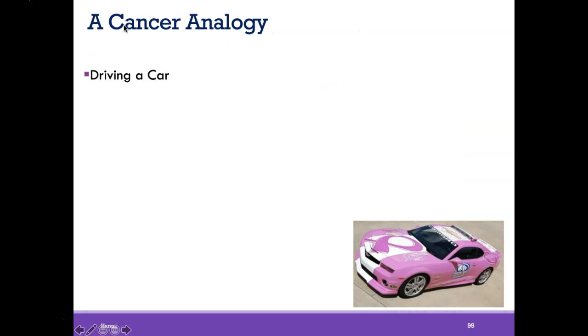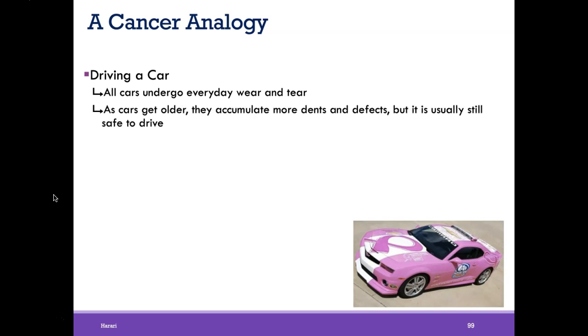So I'd like to give you an analogy to understand this a little better. So suppose, like when we drive a car, all cars undergo everyday wear and tear, right? We get dents, we bump into things, there's some scratches, paint chips, and that just happens as cars get older.